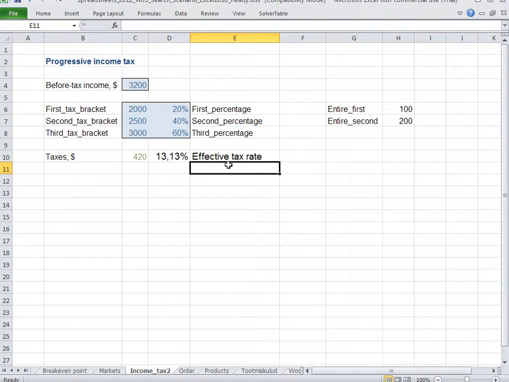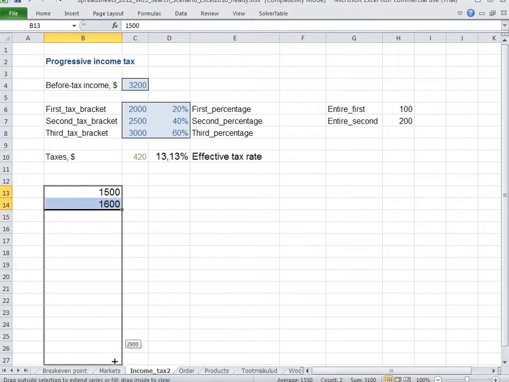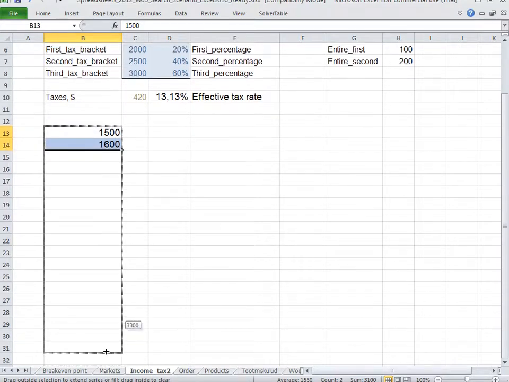Now let's start calculating these. The first scenario analysis we're going to do is we're going to change our income from 1,500 to 4,000, and we're going to see what happens to the taxes. So we write 1,500, 1,600, and we copy it until, yeah, we can just let it go until 4,000.